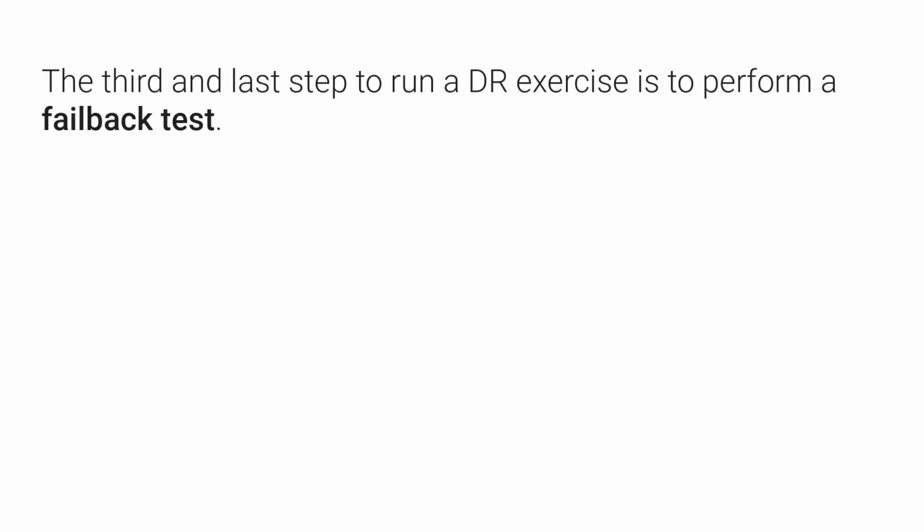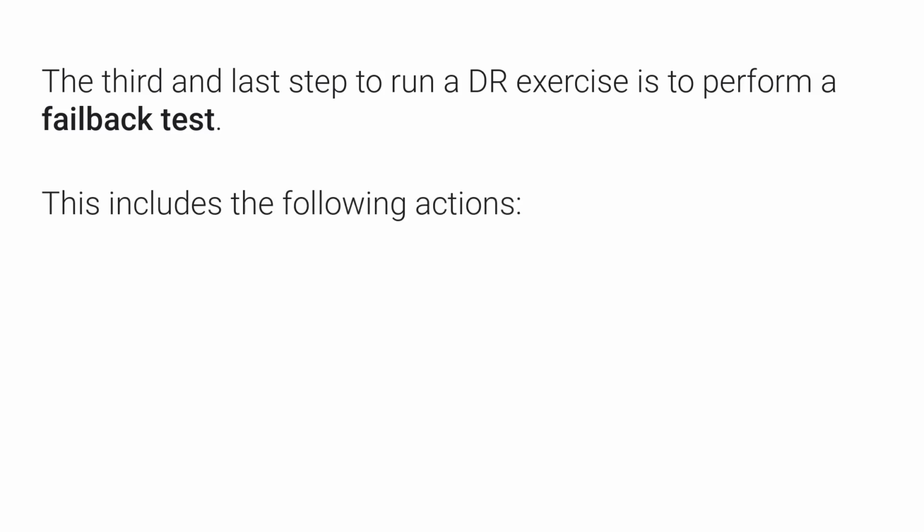The third and last step to run a DR exercise is to perform a failback test. In this step, you revert your environment to the same state it was at the start of the exercise. This includes the following actions.